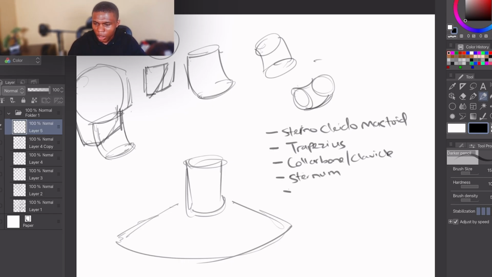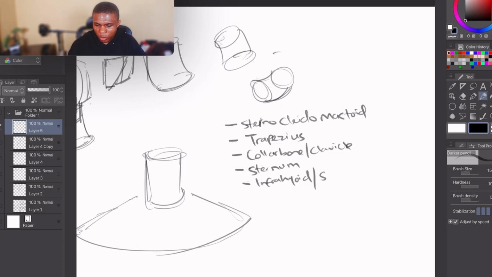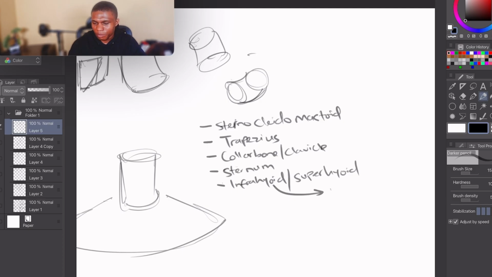And then we have the infrahyoid and suprahyoid, I think, is it supra? Superhyoid. I'm going to say superhyoid. In the infrahyoid, the muscle you are going to be seeing most is the omohyoid.